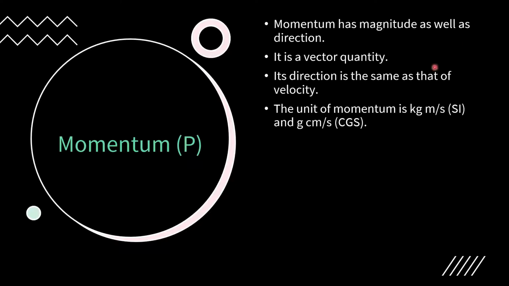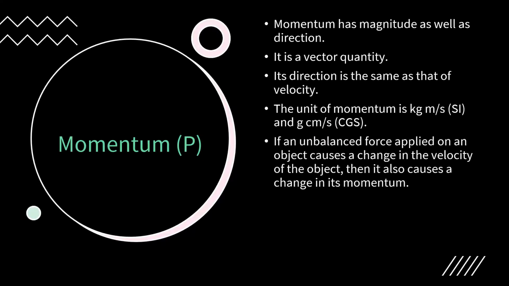Children, it depends on mass and velocity. Hence, unit of mass is kilogram and unit of velocity is meter per second. So, the unit of momentum is kilogram meter per second. It is SI unit and we know CGS unit, the conversion is gram centimeter per second.